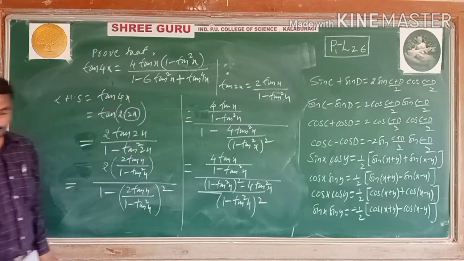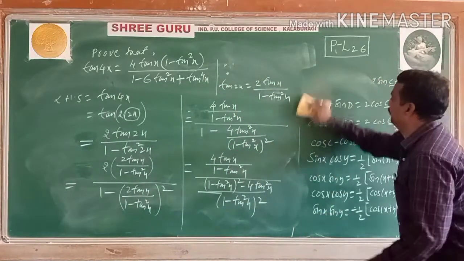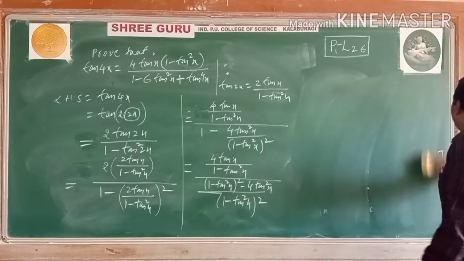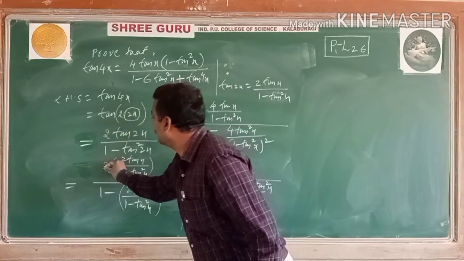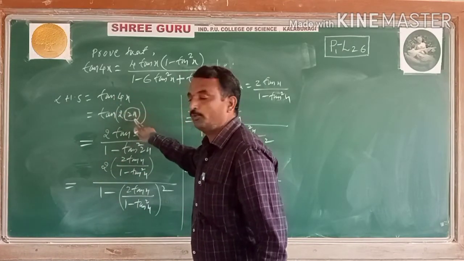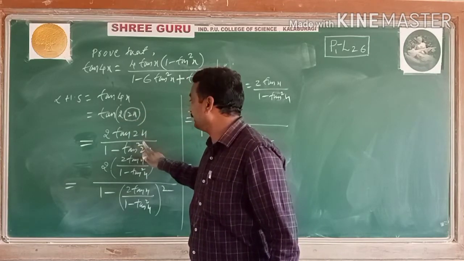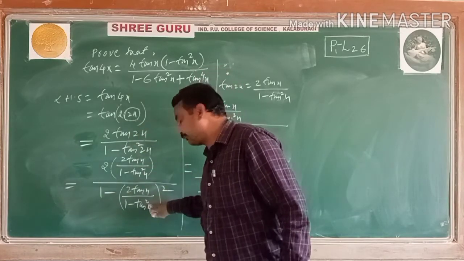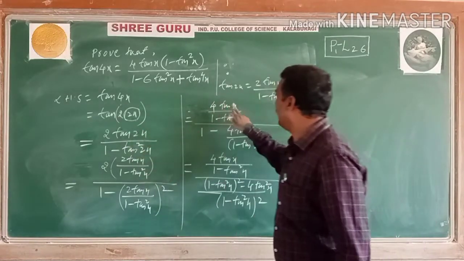See the simplification, students. We just took the LCM here. Once again I repeat the simplification. We converted 4x as 2 times 2x, and expanded the formula: 2 tan x divided by 1 minus tan square x, where x is 2x. Then the tan 2x formula is substituted in both numerator and denominator. What is tan 2x here?